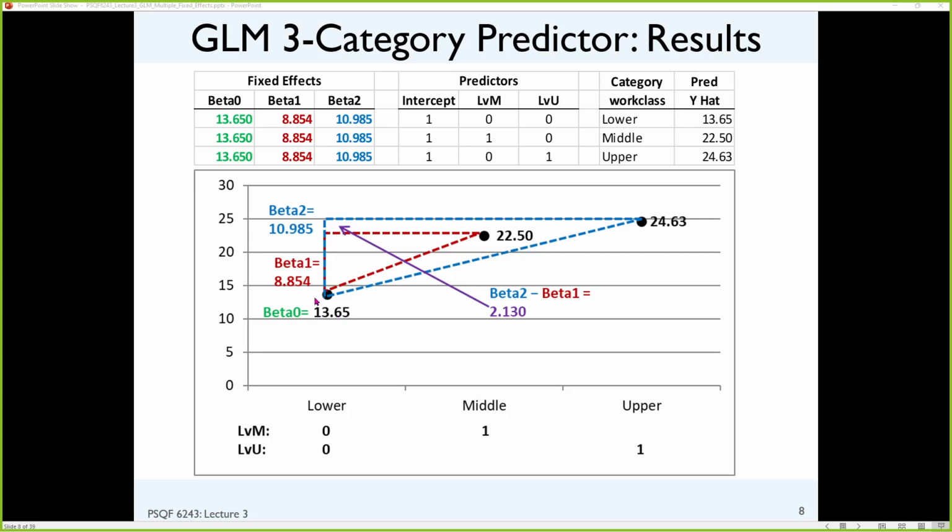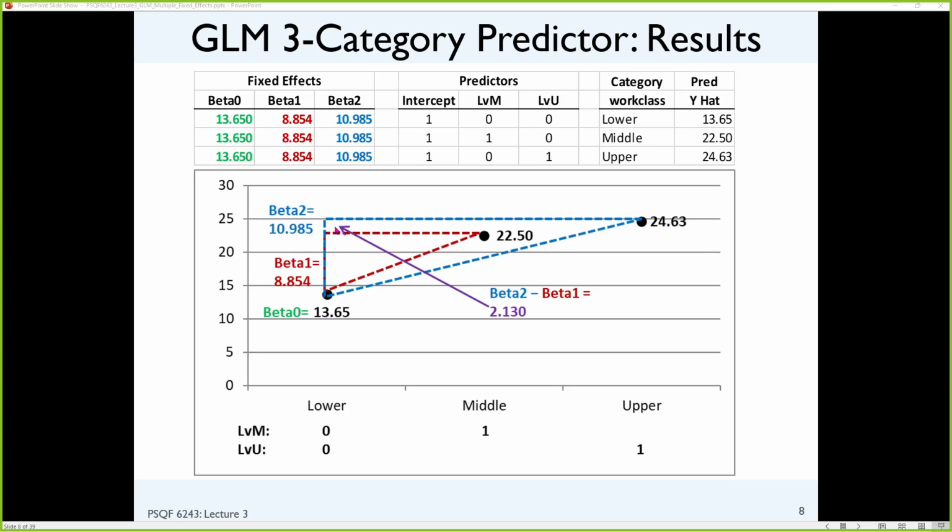Then the slope that talks about how the middle group differs from the lower group, which is beta 1, is given by the slope of this red line right here. So the change in y for a 1 unit change in x, or rise over run, that slope is 8.854. So that gets me to a mean for the middle group of 22.5. So it's 13.65 plus 8.854 gets me here. Likewise, the slope for lower versus upper is still a 1 unit change on that axis. The slope difference in that case is 10.985. So if I start with 13, add the 10, I get to the 24.